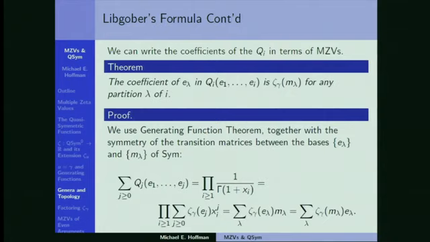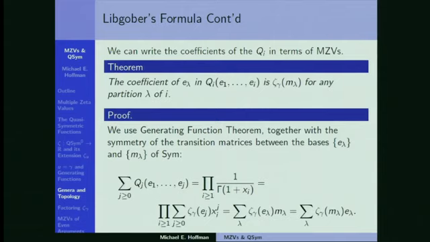The coefficient of E sub lambda, this just means the product corresponding to the things in this partition, is just the image under this extension of M sub lambda. So this is the monomial symmetric function instead of the elementary symmetric function. And so this just swapped elementary and monomial symmetric functions. And the proof is just one line.